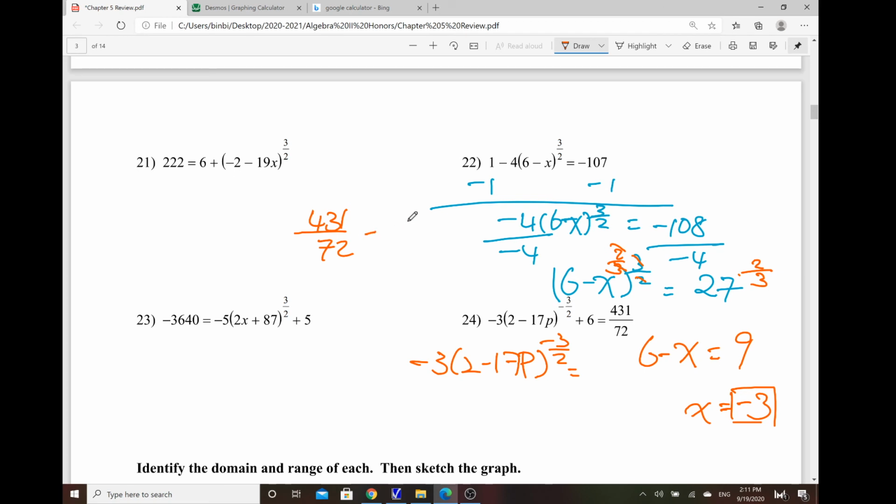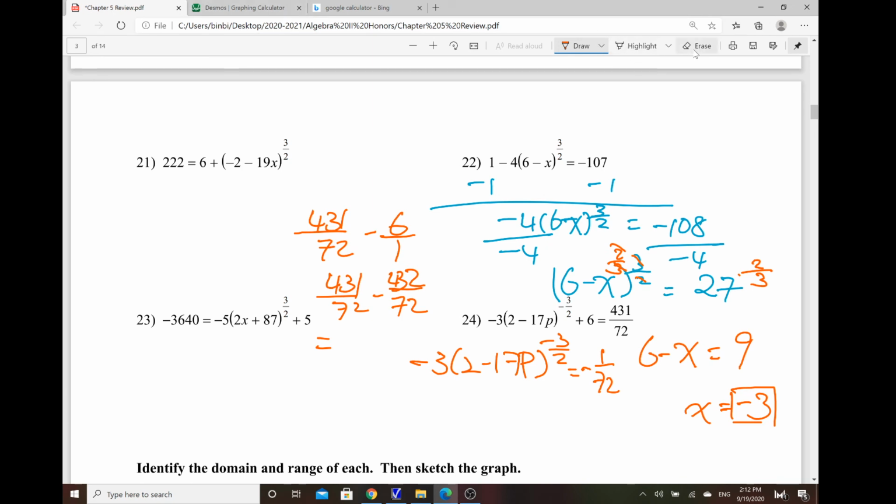Minus 6 over 1. So it's a big number. So this one, the common denominator is 72. So 2 times 6, that's 12. 7 times 6, 42. 432. So once you subtract, we do have negative 1 over 72.